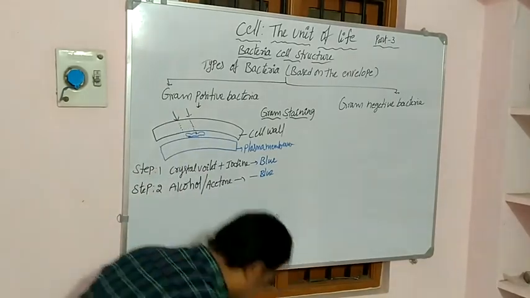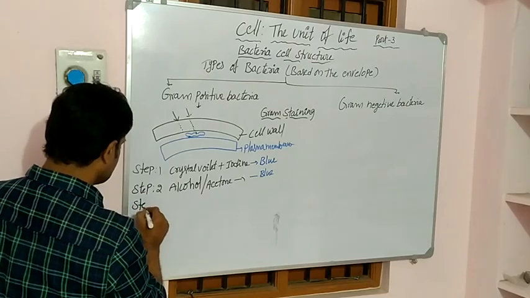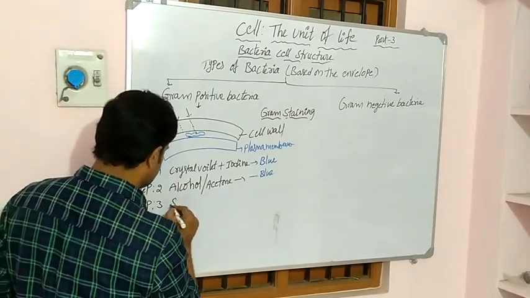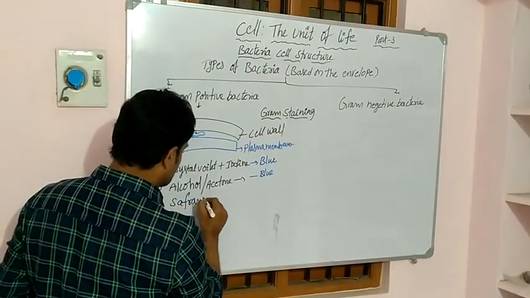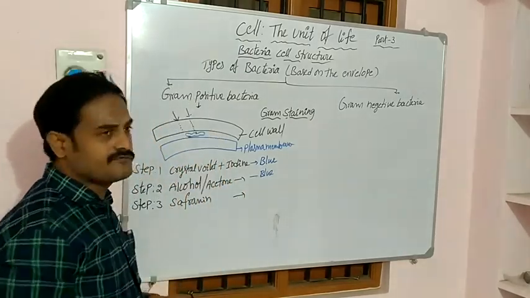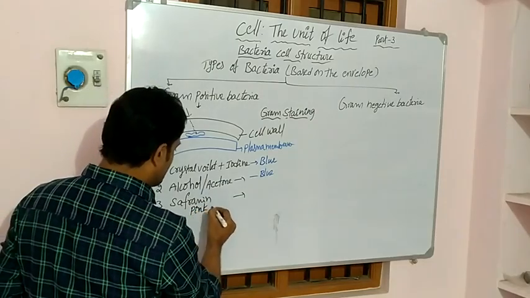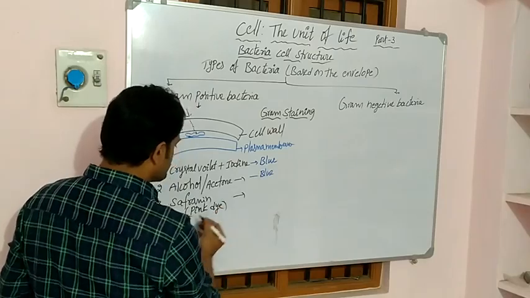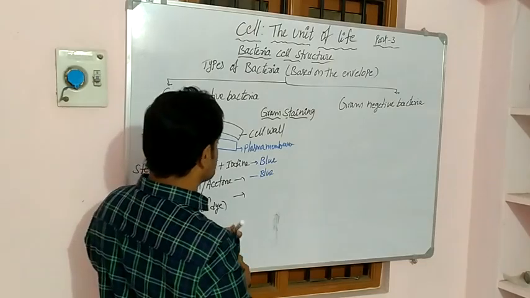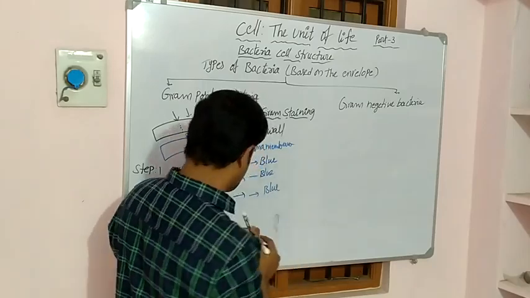So now coming to the third step. What is the third step? In the third step, we add saffron into the cell wall. So actually saffron is a pink color dye. Then it also gets mixed with this and it also forms a blue color only. It also forms a blue color.